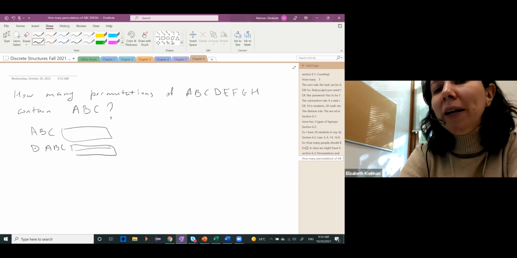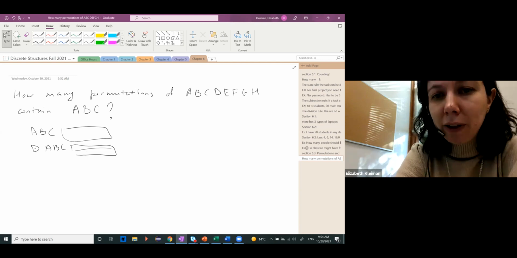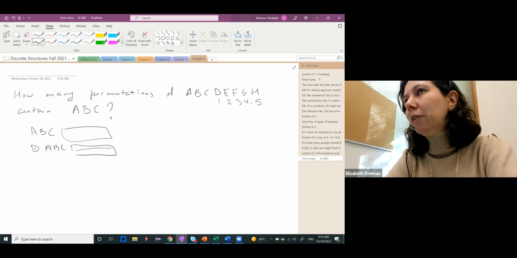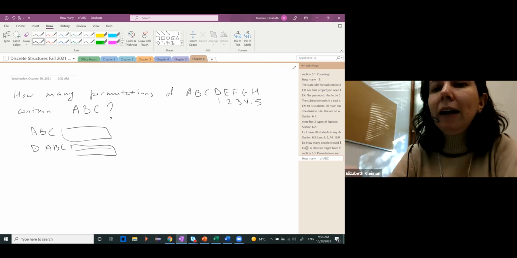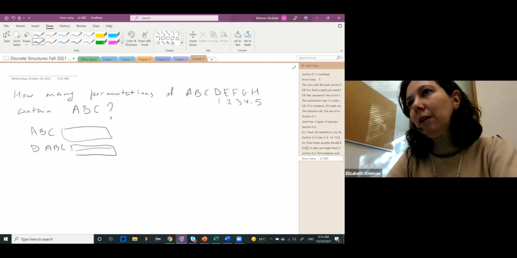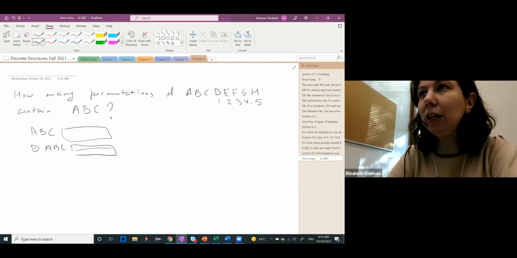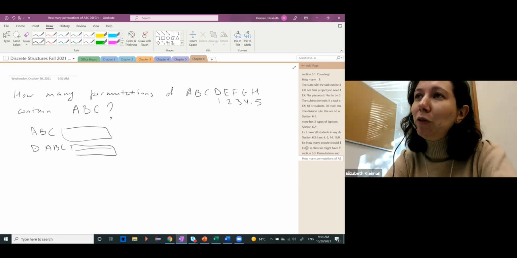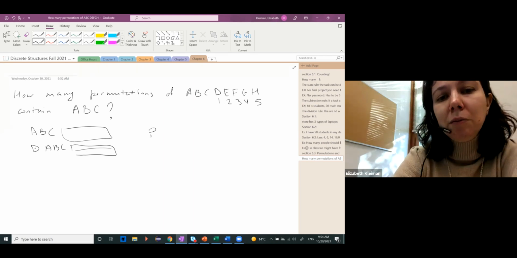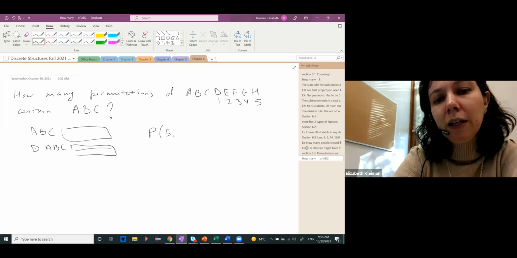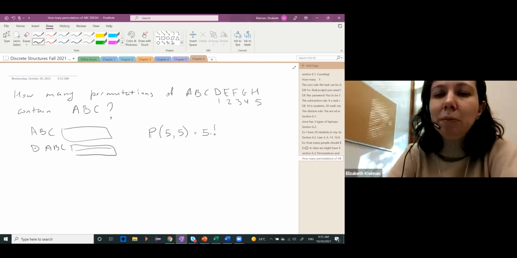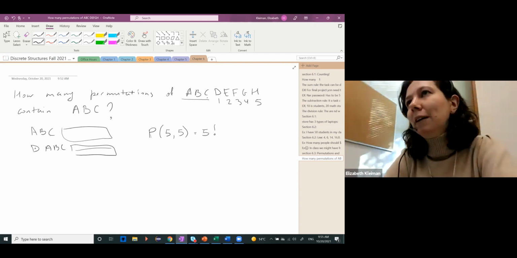So let's see how many letters besides ABC I have. So I have 1, 2, 3, 4, 5, correct? And I can put them in a permutation, pretty much 5 factorial, correct? This is how I can put them because I need to permute all 5. So a permutation of 5 with 5 is just 5 factorial, correct? But that's not exactly the problem, because I also can put this block someplace, correct?